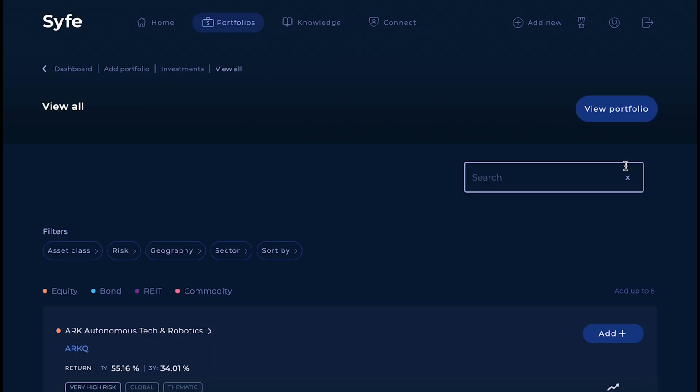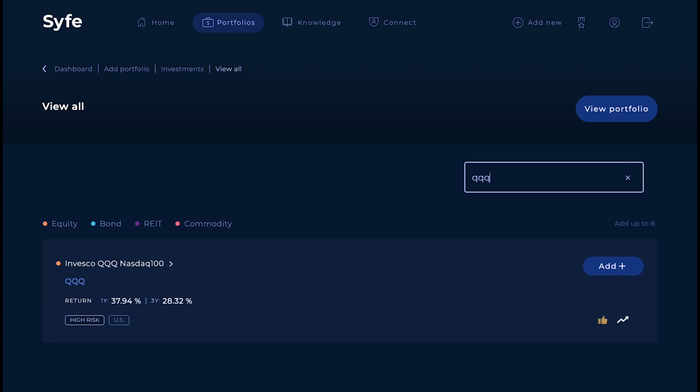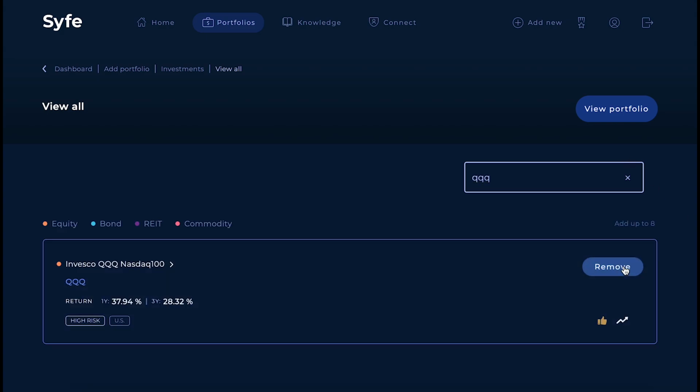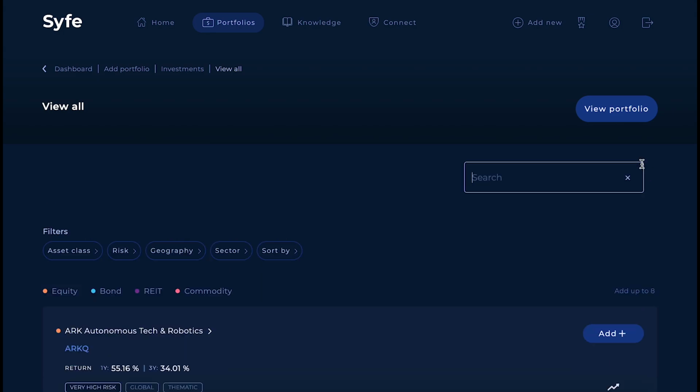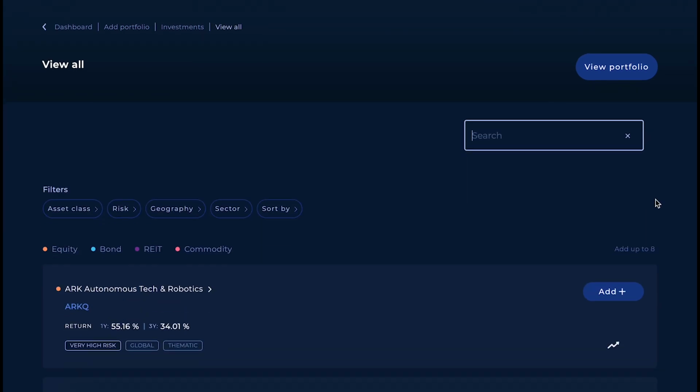Next one, let's say I'm still very bullish on US tech. I want to choose QQQ. This is the Nasdaq 100, okay? The top 100 companies in the Nasdaq index that has returned 37.94% over the past year. But of course, it's high risk. I'm sure you all know what Nasdaq is. It's really the big tech companies like Apple, Microsoft, Google, Facebook, Amazon, all that.